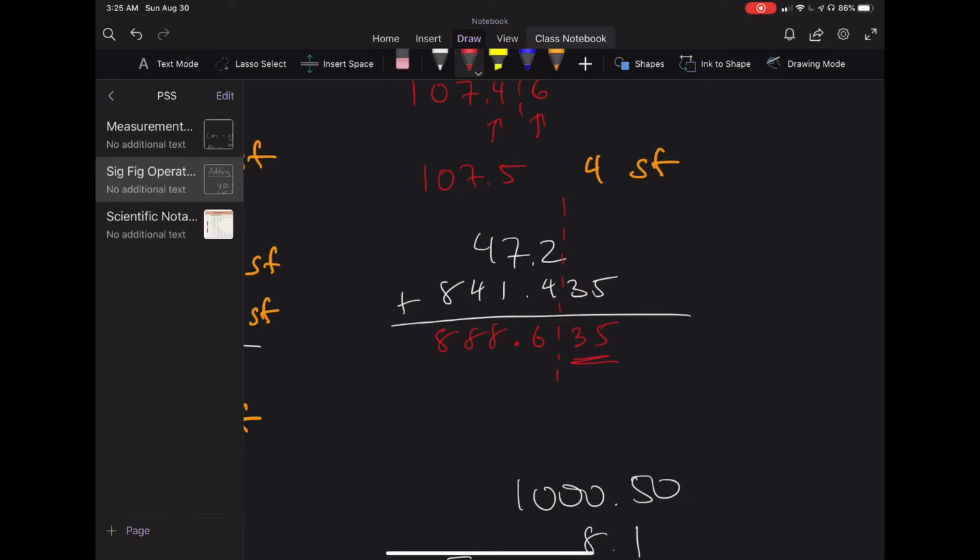So we're going to have to round again because we don't care about the 3 and the 5. We need to get rid of those. We need to round to the tenths place. This 3 here is smaller than 5, so we're just going to round down, which means our final answer is 888.6. The 47.2 had 3 sig figs. The 841.435 had 6 sig figs, and our final answer has 4 sig figs.